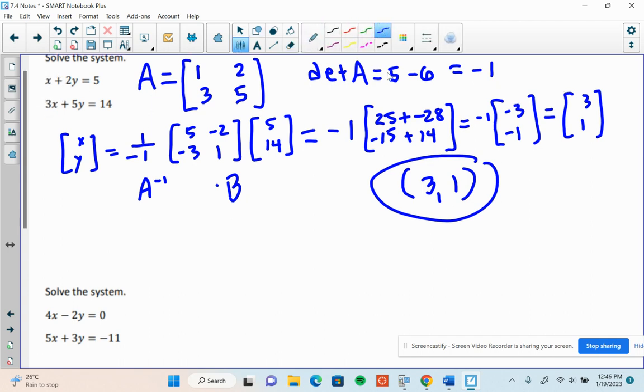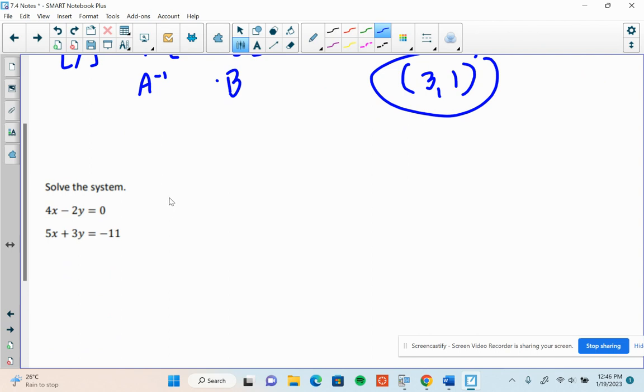Okay, next example. Solve the system. Same thing. Remember, if your determinant is 0, we can't use this technique. If the determinant is 0, there might be infinitely many solutions, or there might be no solution. We have to study the system a different way.